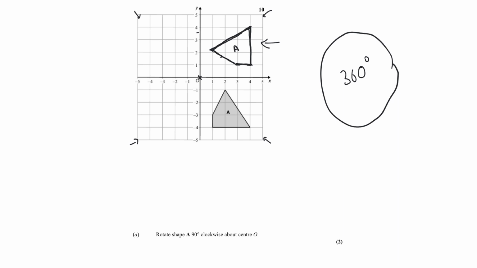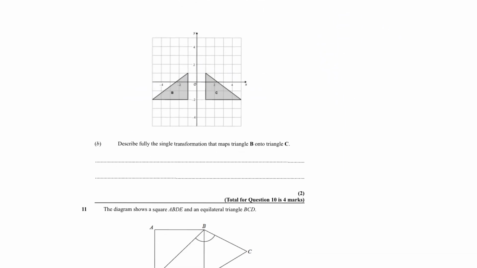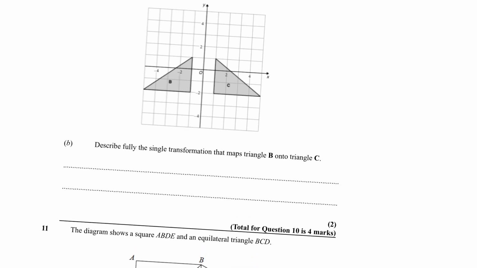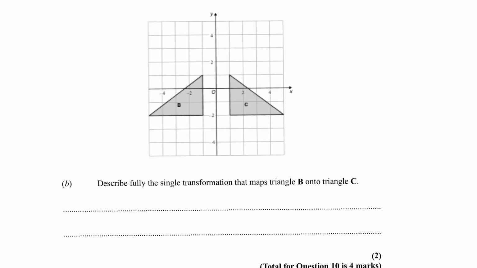Yeah, that's okay. So having a look at part B, it's now given us the type of transformation, and it wants us to describe the transformation from triangle B to C. So we can see that it kind of looks reflected. I wouldn't say an enlargement because they're both the same shape.